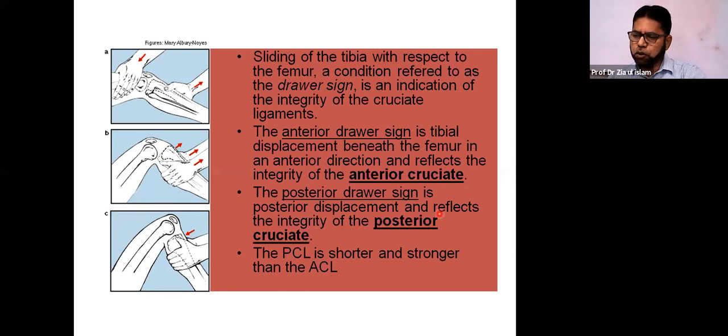The posterior cruciate ligament is shorter and stronger than the anterior cruciate ligament. So mostly the ACL, anterior cruciate ligament, ruptures, but the PCL is quite tough and strong.